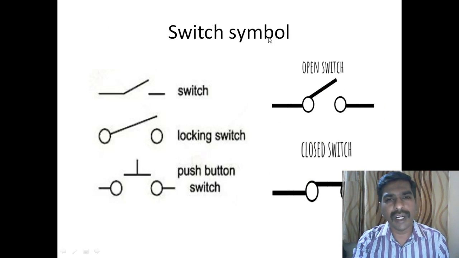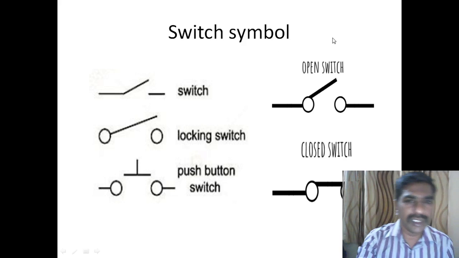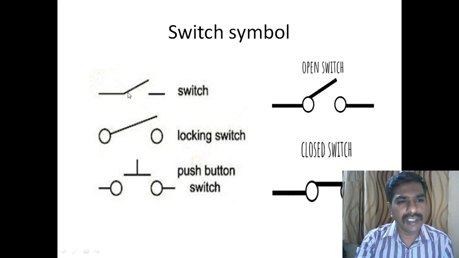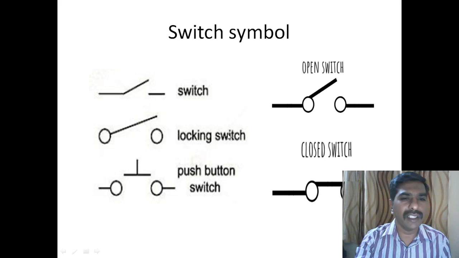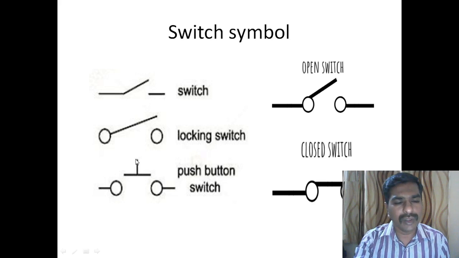While writing a circuit diagram, these are the symbols you use. A straight line with a 45-degree inclined line with no connection is called a switch. And somewhere it is written as two dots with a slightly inclined line, that is also a switch. And if you have a tilted T, then it is called a push button.